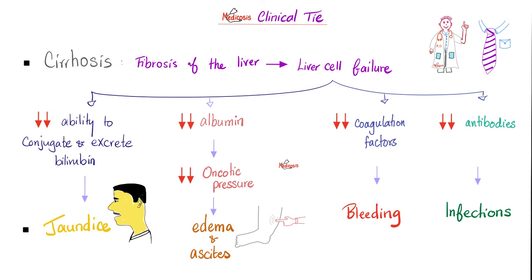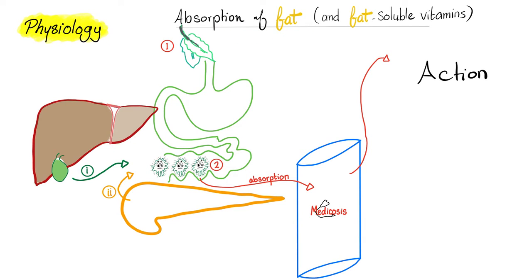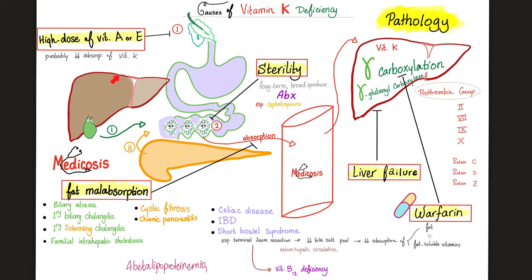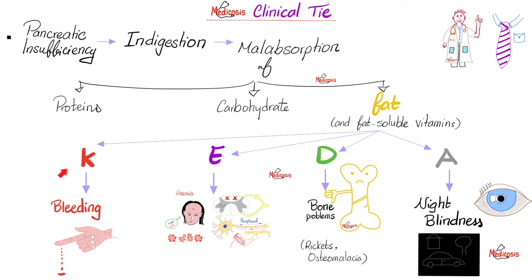Please pause and review. In order for you to absorb fat and fat-soluble vitamins, 3 organs need to be healthy. Number 1, liver and biliary system. Number 2, the pancreas. Number 3, the gut itself. That's why a disease in the liver, or a disease in the biliary system, or a disease in the pancreas, or a disease in my bowel can lead to malabsorption of fat and fat-soluble vitamins, such as vitamins K, E, D, and A. Vitamin K deficiency will give me bleeding.